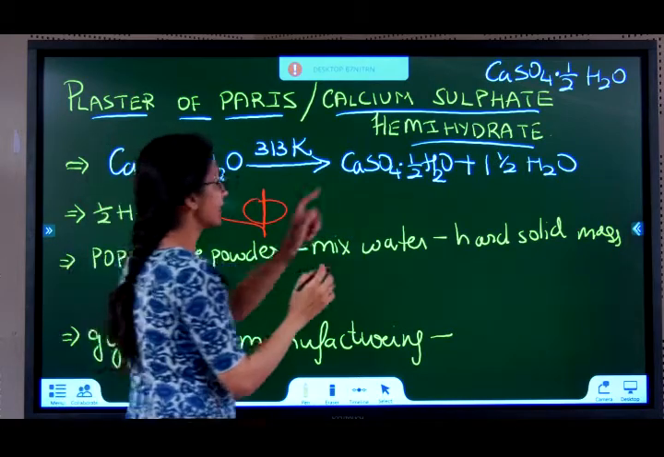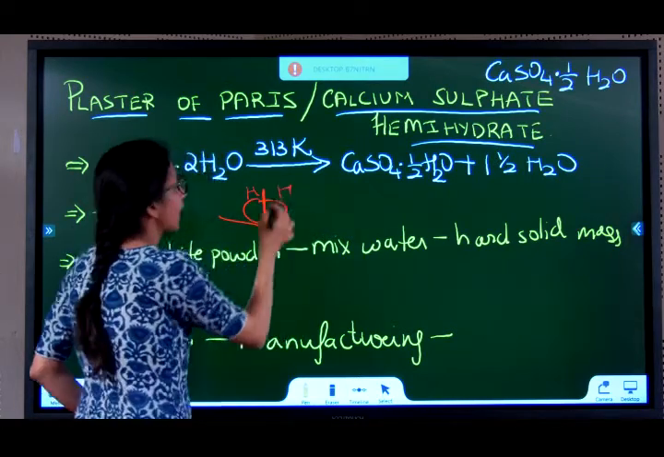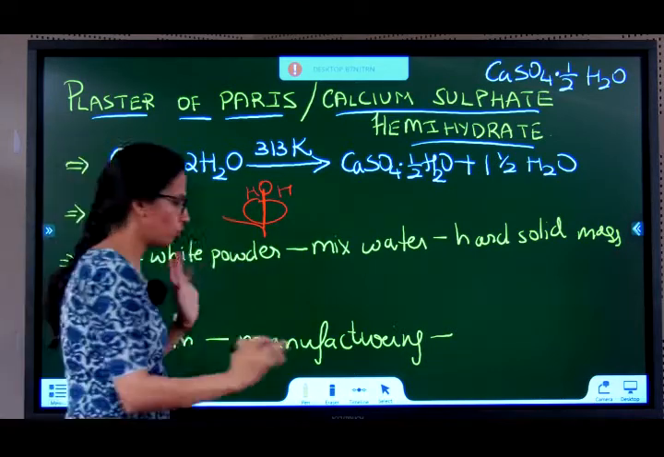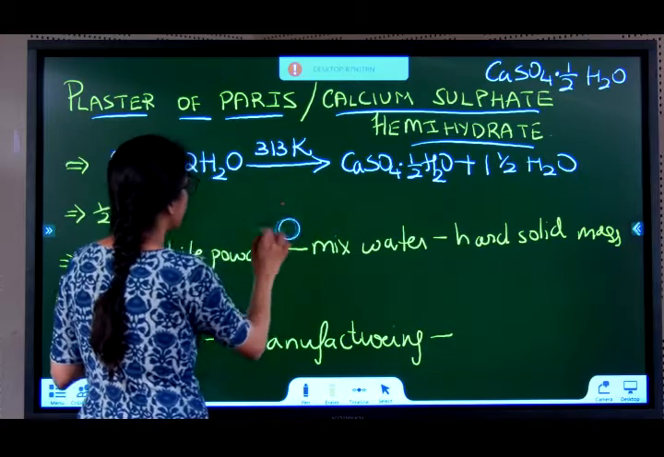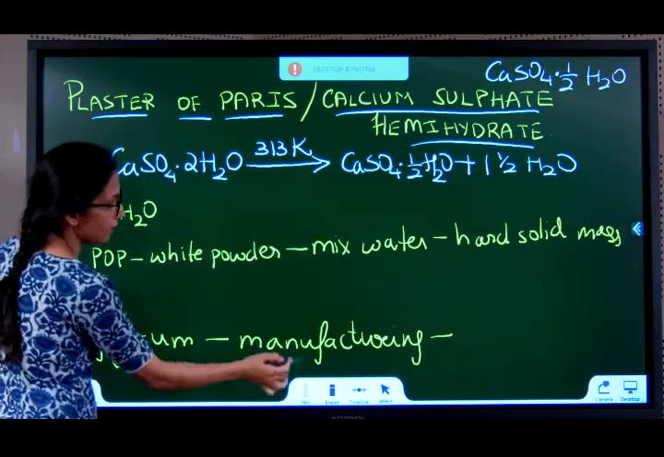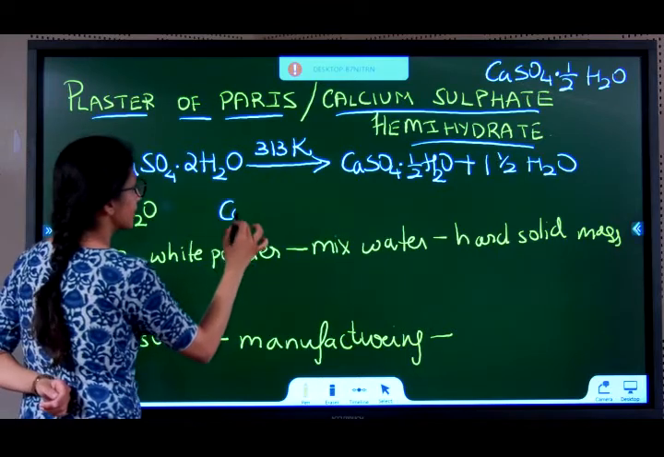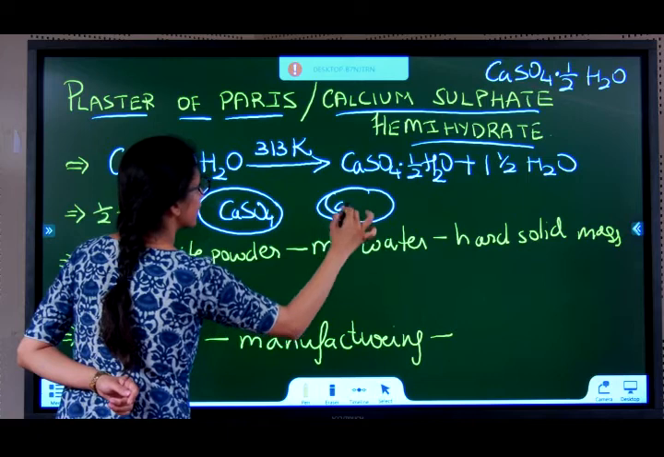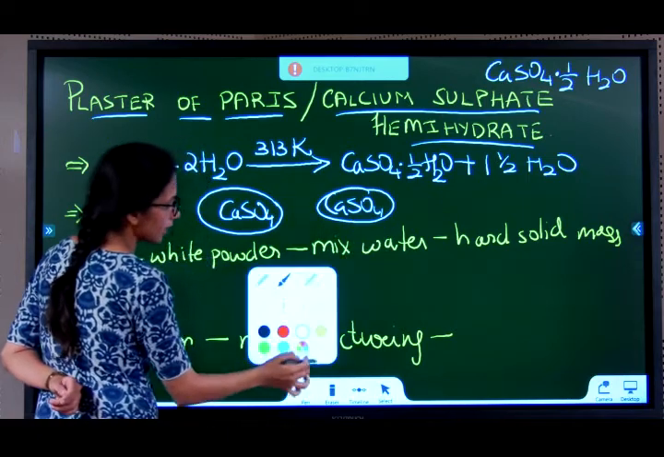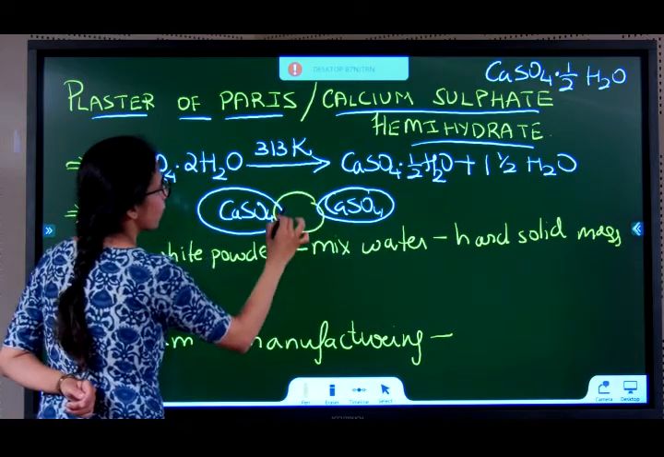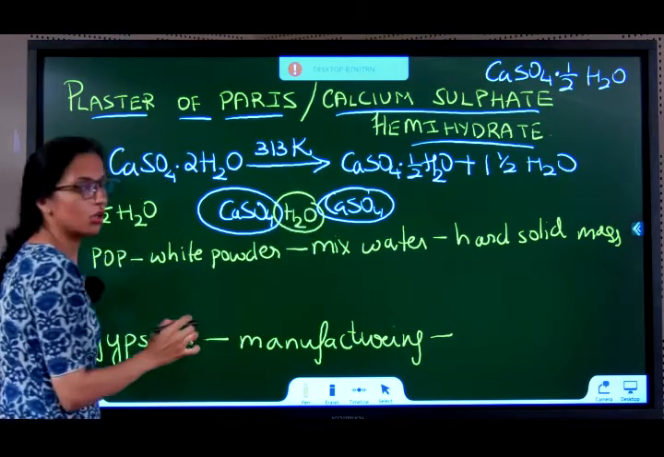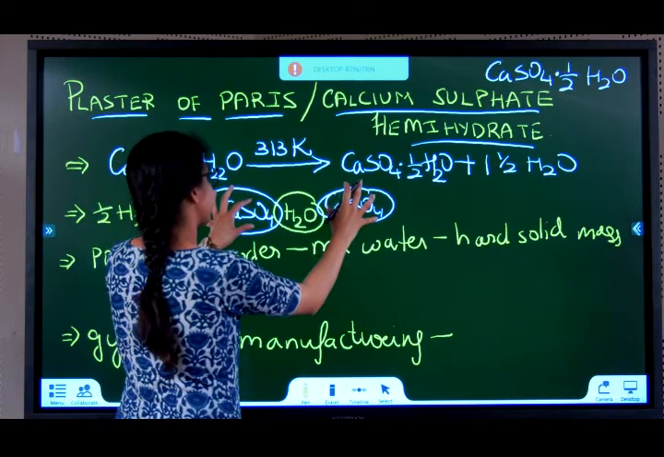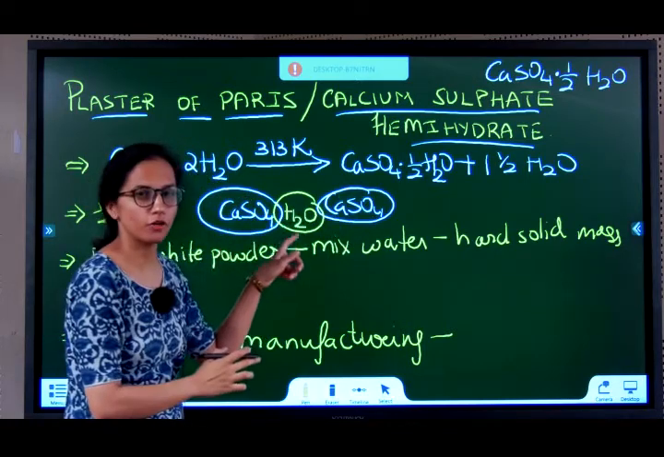You can't break. See, H and H, okay, I will break. How to break oxygen? Can you break a single oxygen atom into 2? No. So what does this half H2O mean? This half H2O means there is calcium sulfate here and there is one more calcium sulfate here. They both are sharing one water molecule. There's calcium sulfate here, there's calcium sulfate here. They both are sharing a single water molecule.